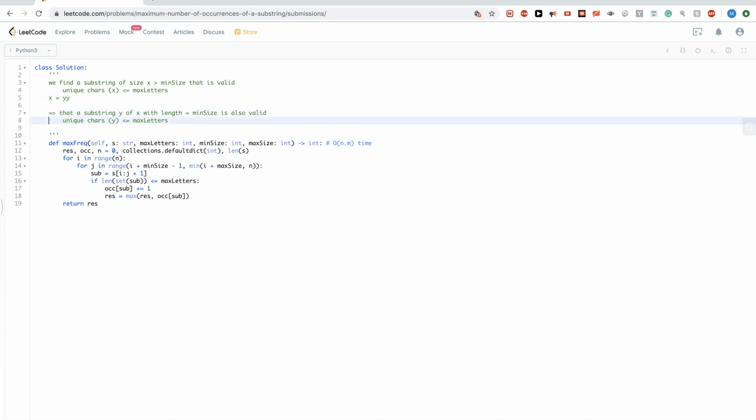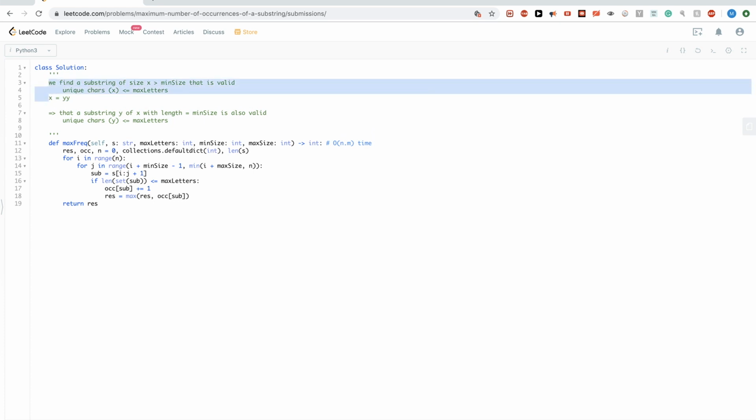And so whenever you have one whose size is bigger than min size, that means we can just take a substring of it that is of size min size, and it will give us the maximum number of occurrences. So basically that means we don't need to check max size, and we don't need to check anything bigger than min size. We can just check min size, and that will be enough. It will always give us the max occurrence.